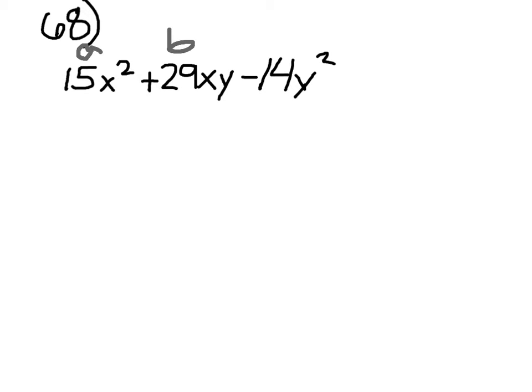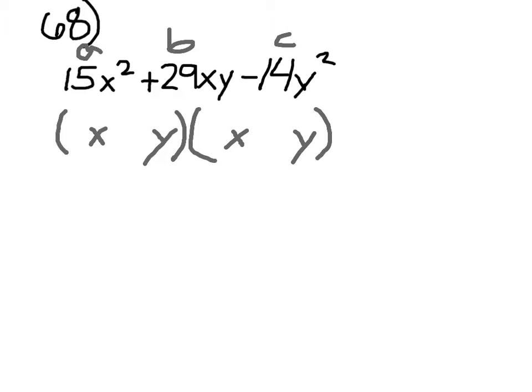A, B, and C. Now, the problem here for a lot of people is there's x's and y's. It's still a 2-degree polynomial, but I've got two variables dancing around in there. The truth is we could still break this up into a product of binomials as long as we know that we're going to get an x times an x somewhere in here and a y times a y somewhere in here.